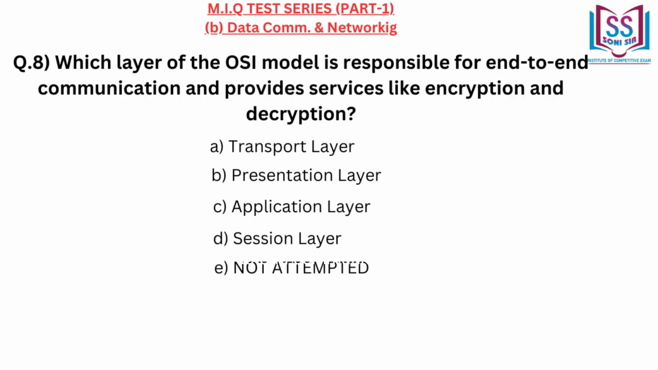Which layer of the OSI model is responsible for end-to-end communication and provides services like encryption and decryption? A. Transport layer. B. Presentation layer. C. Application layer. D. Session layer.